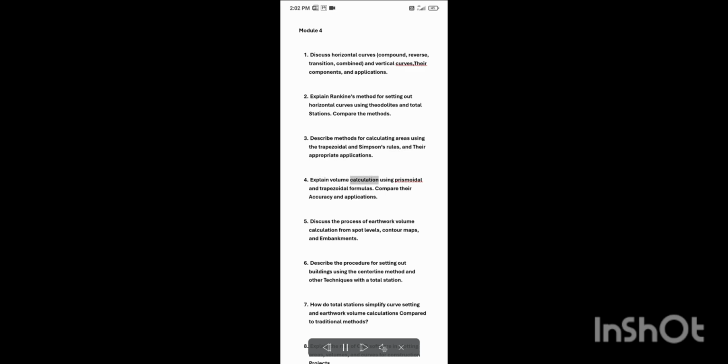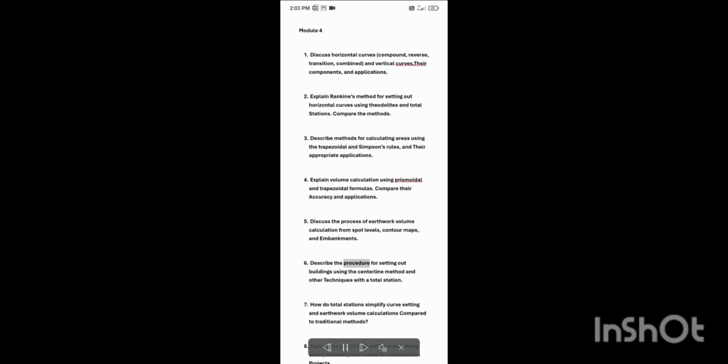Explain volume calculation using prismoidal and trapezoidal formulas. Compare their accuracy and applications. Discuss the process of earthwork volume calculation from spot levels, contour maps, and embankments.